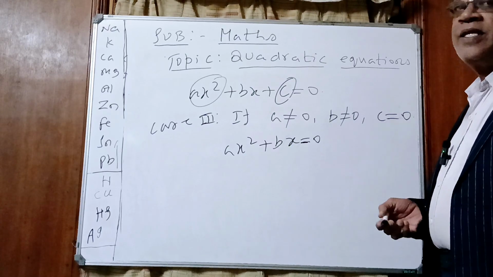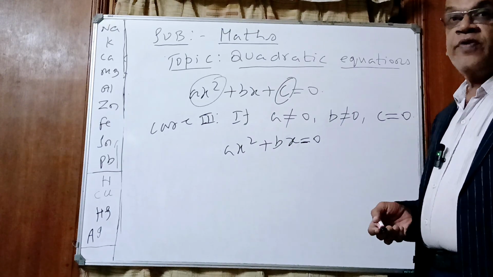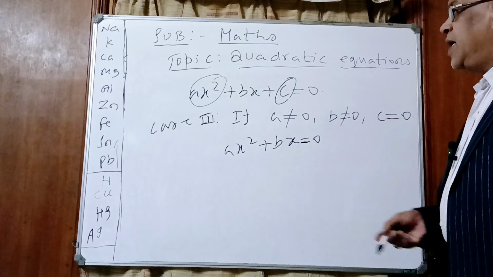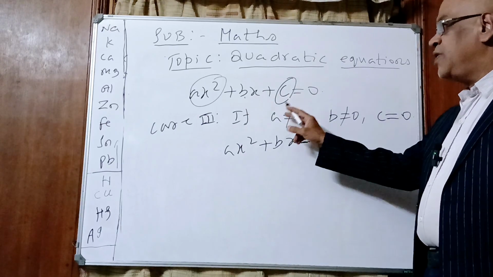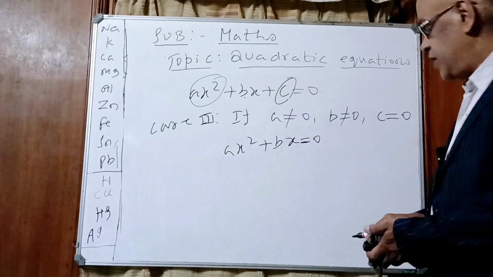So, these conditions are very, very important. Now, you might have understood the importance of conditions. That's the concept. B can be 0, C can be 0, but A cannot be 0. If A is 0, it's no more a quadratic equation.